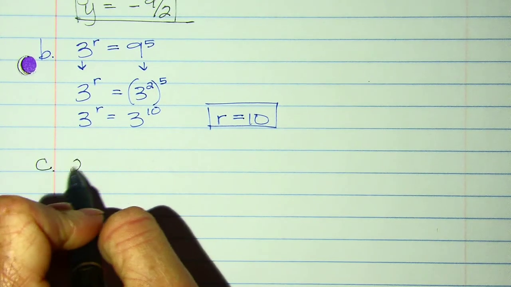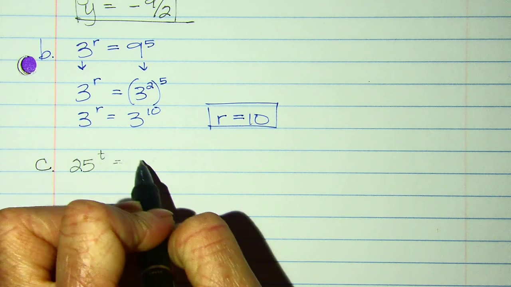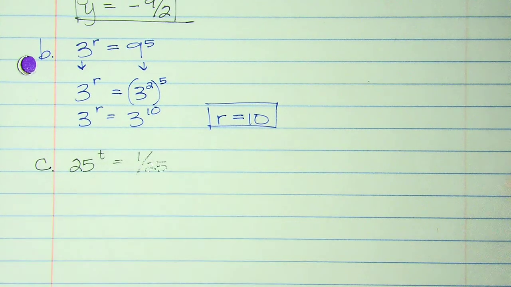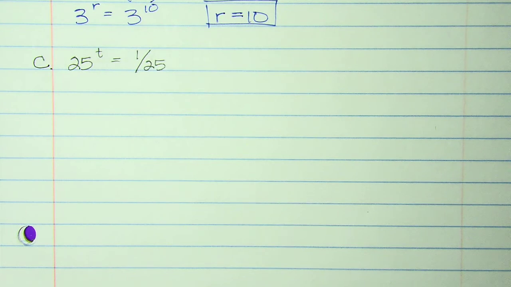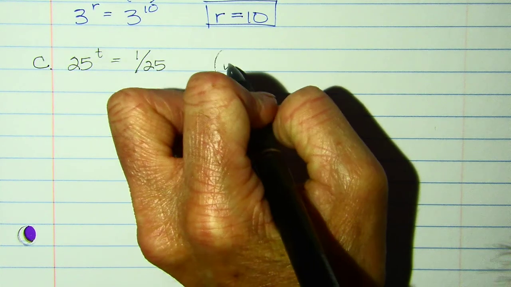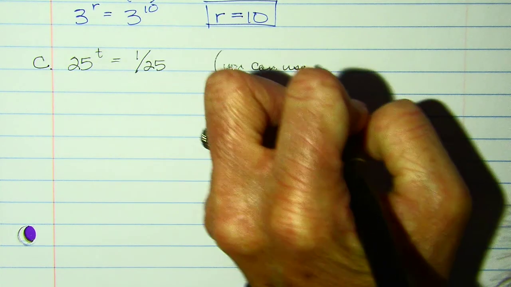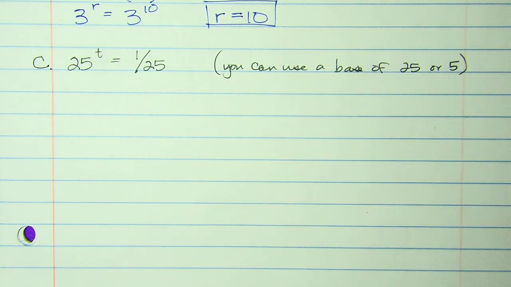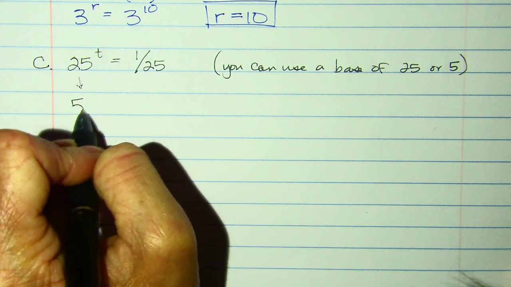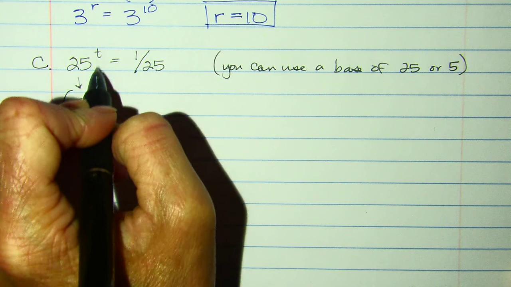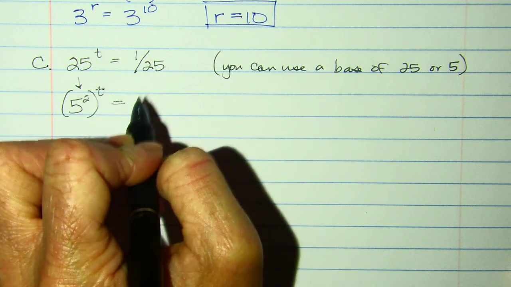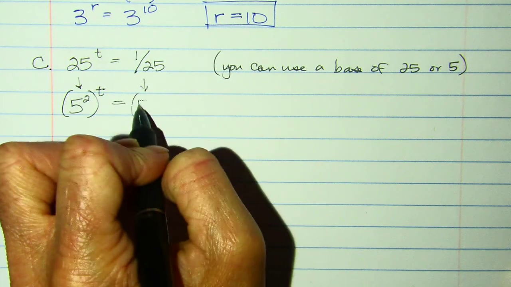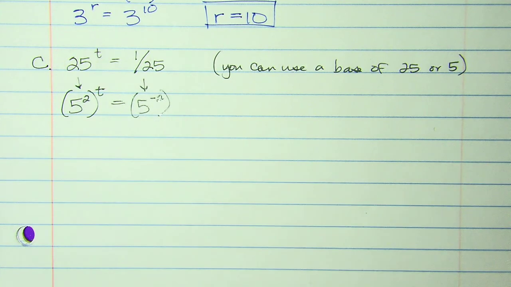All right, so they have 25 to the t equals 1 over 25. And there are two ways to do this one. You can use a base of 25 or 5. Let's say the first thing you think of is 5. So 25 is 5 squared, and then I bring down the exponent of t. 1 over 25 is the same as 5 to the negative second, because the negative is what puts 5 squared on the bottom, so you have 1 over 25.